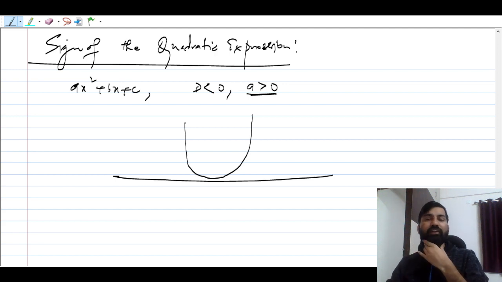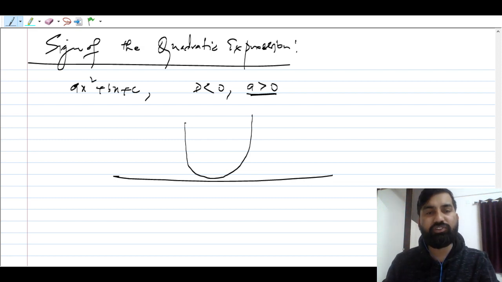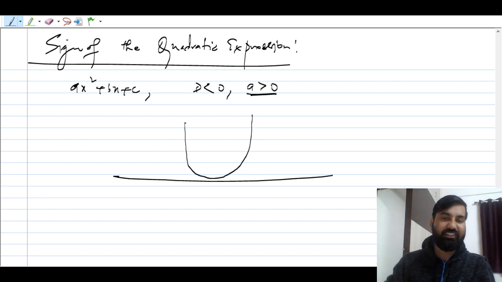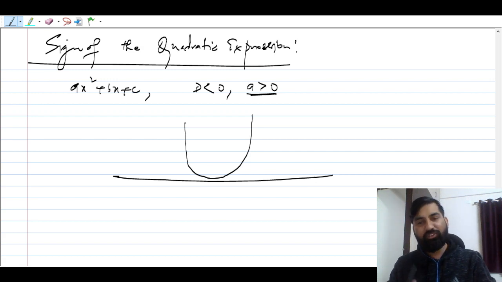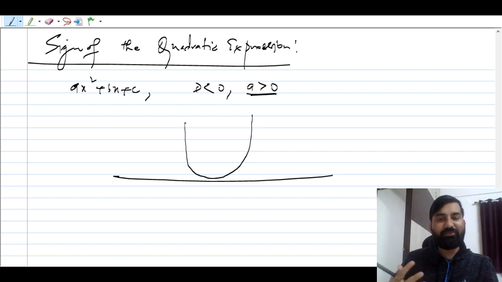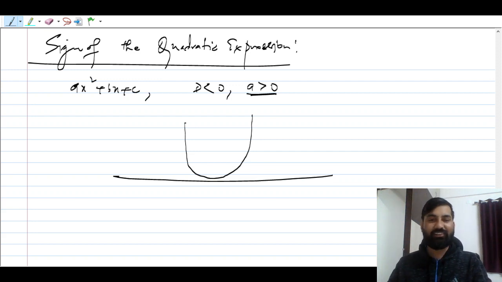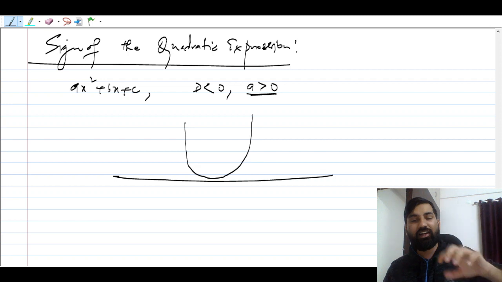Why is this happening? This plot is always positive, right? Your quadratic expression will always be positive if d is less than 0. Why am I saying always positive? What is the reason behind that? D less than 0 indicates that the roots are imaginary, so it should not touch anywhere on the x-axis. Finding roots of the equation is nothing but finding the point on the x-axis, wherever that curve cuts the x-axis.